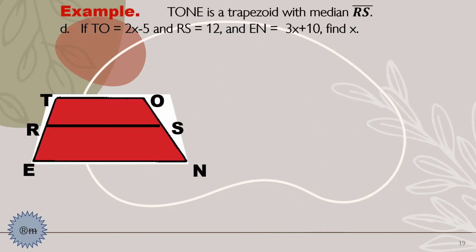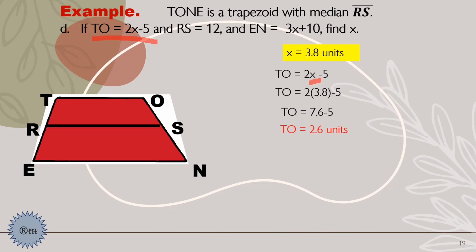Then let us try to solve the value of TO here using 2x minus 5. Let us replace x with 3.8. So we have 2 times 3.8 minus 5. And then TO equals 7.6 minus 5 because 2 times 3.8 is 7.6. And then 7.6 minus 5 is 2.6 units.